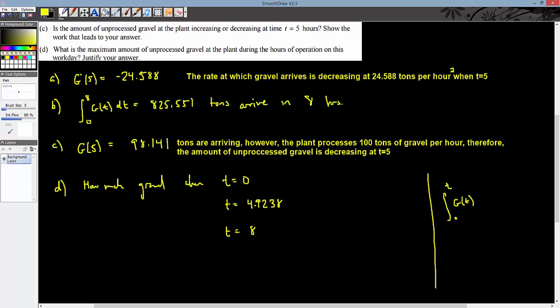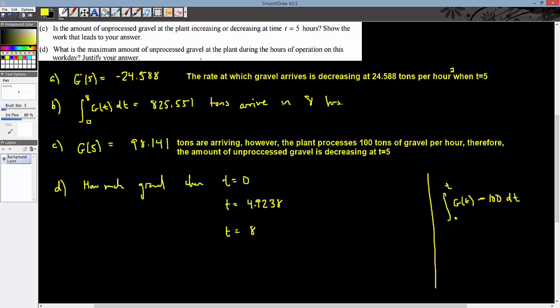Now in period 3, this is where I kind of lost it. I completely forgot that 100 tons of gravel are leaving per hour. So we got to make sure that we know to include this. And this is why some of us got really large numbers as part of our answer.